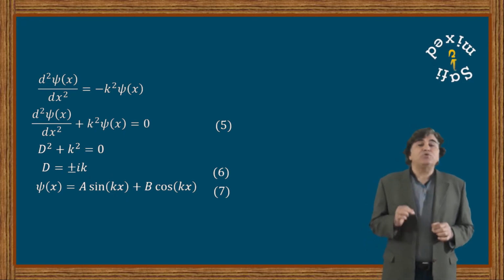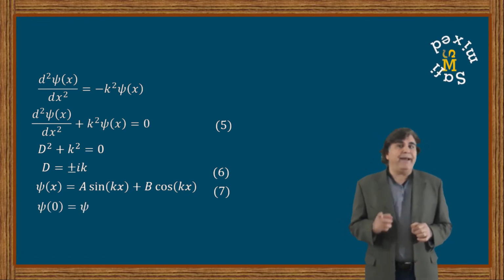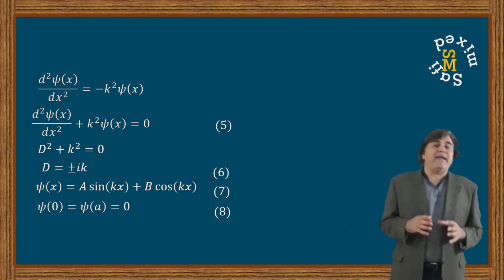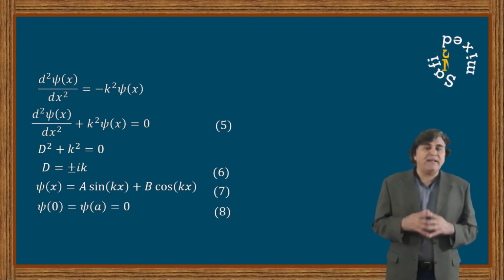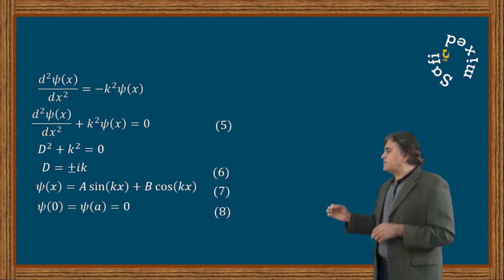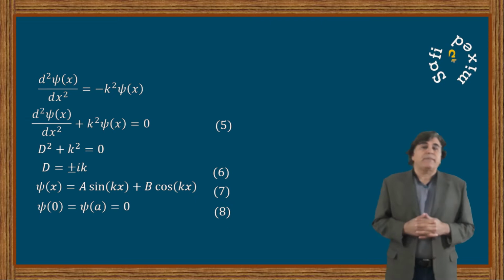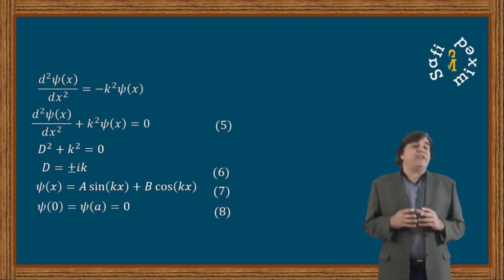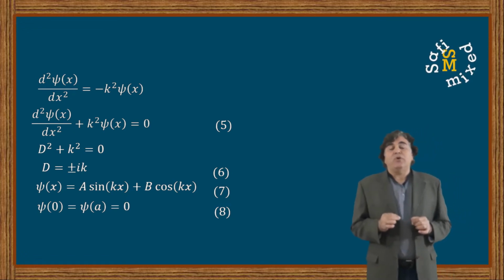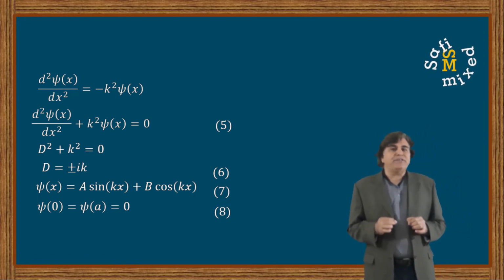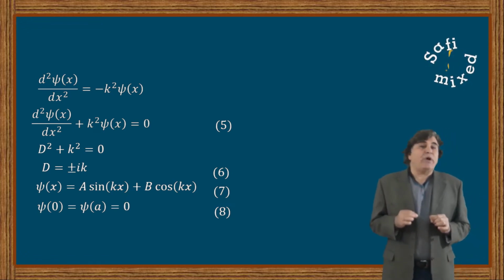So we have two boundary conditions, one at x equal to 0 and the other at x equal to a, and as discussed above, the wave function vanishes at these boundaries, that is, we have psi of 0 equals psi of a equals 0. Equation 8 defines the two boundary conditions for the problem. So let us put these boundary conditions one after the other into equation 7 and see what happens.